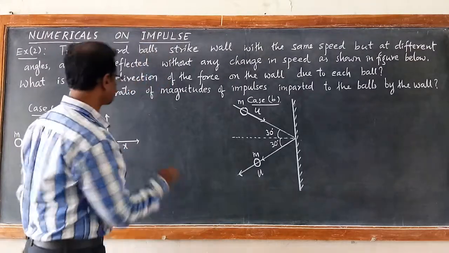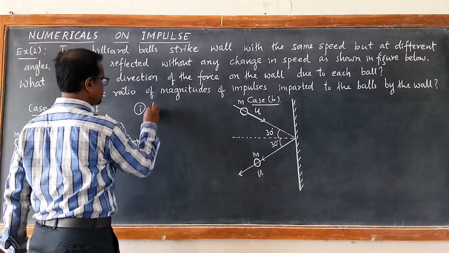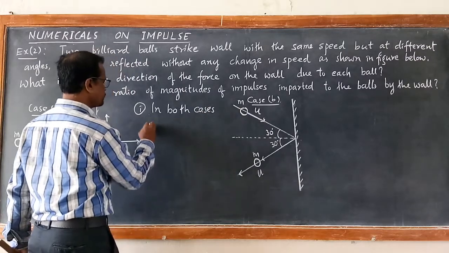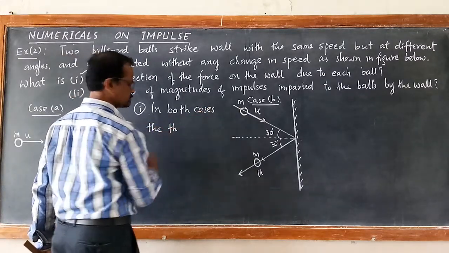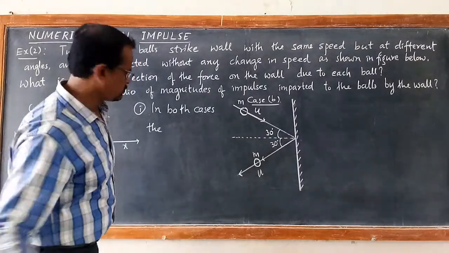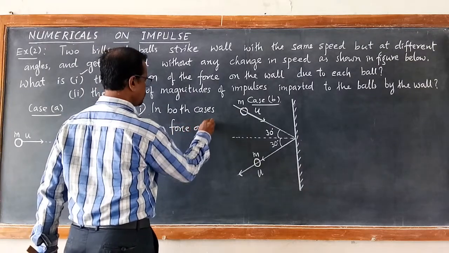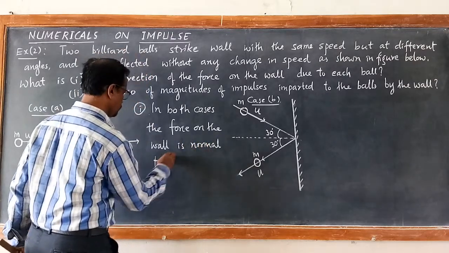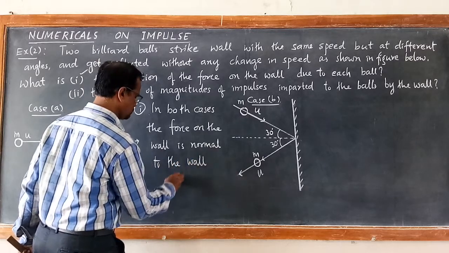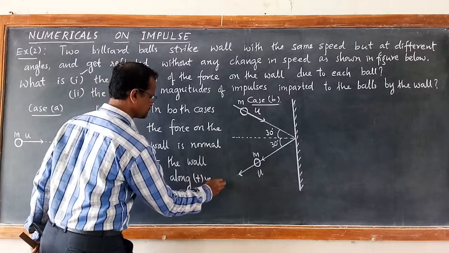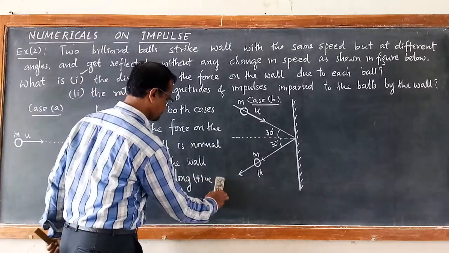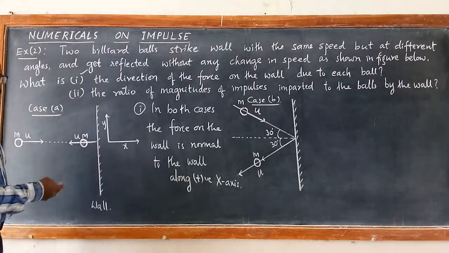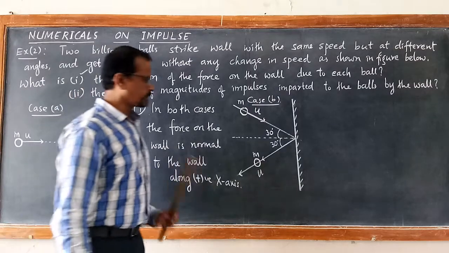So in both cases A and B, the force on the ball is normal to the ball, along the positive x-axis, whereas the force on the other ball will be in the opposite direction. Okay, this is the first problem.